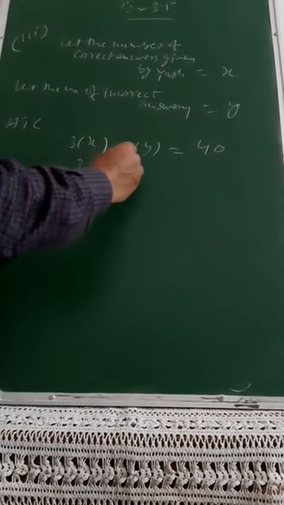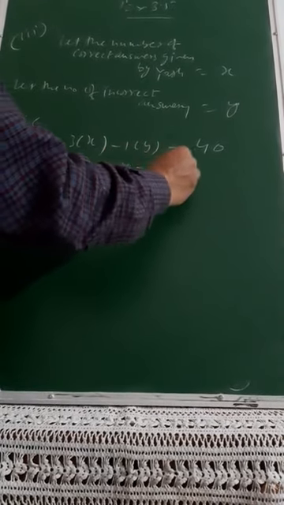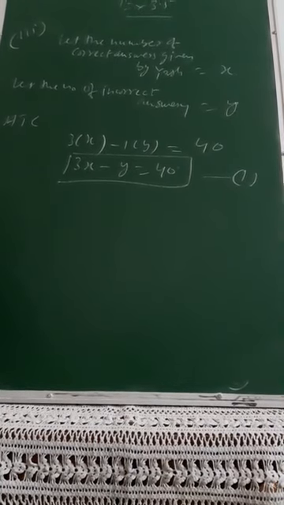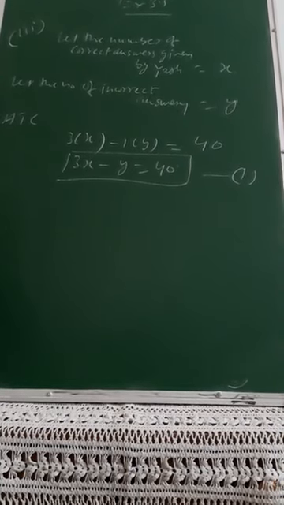So the equation is 3x minus y is equal to 40, equation number 1. Then the second is: had 4 marks been awarded for each correct answer.